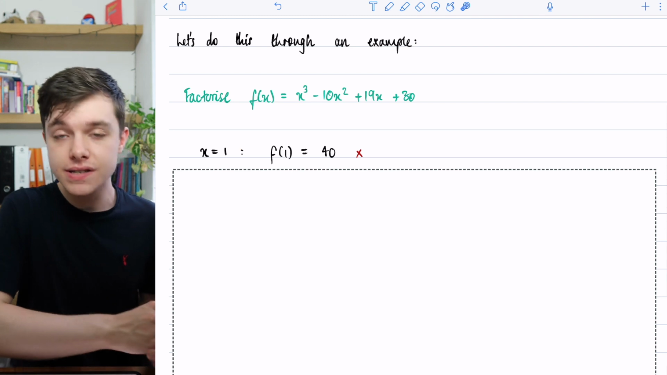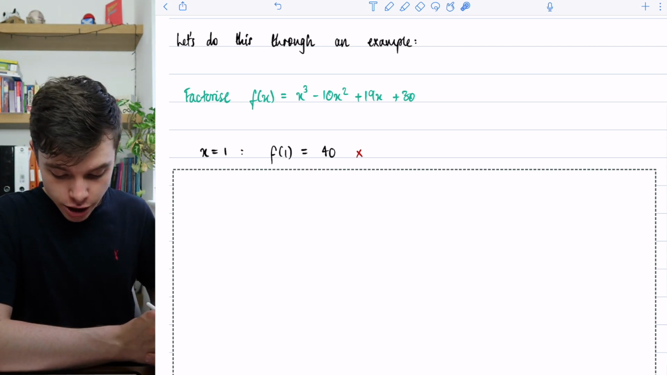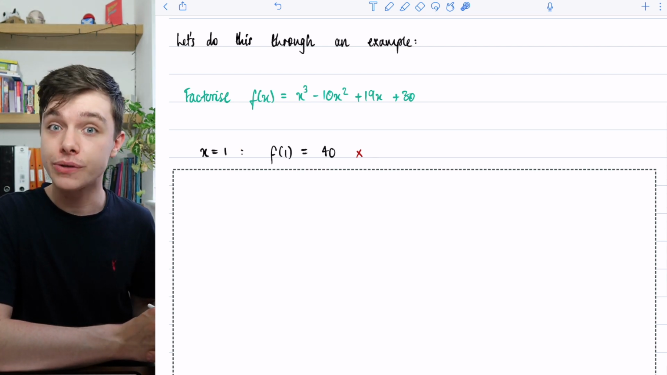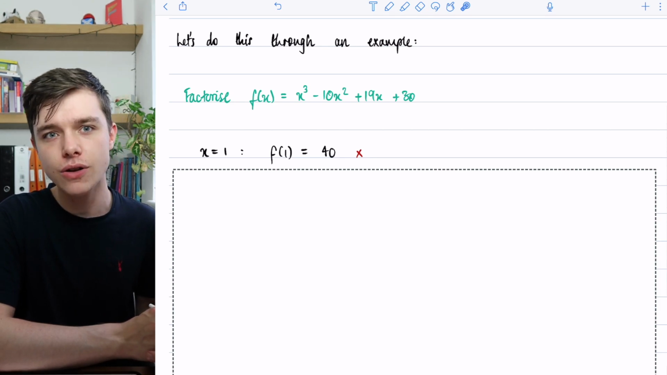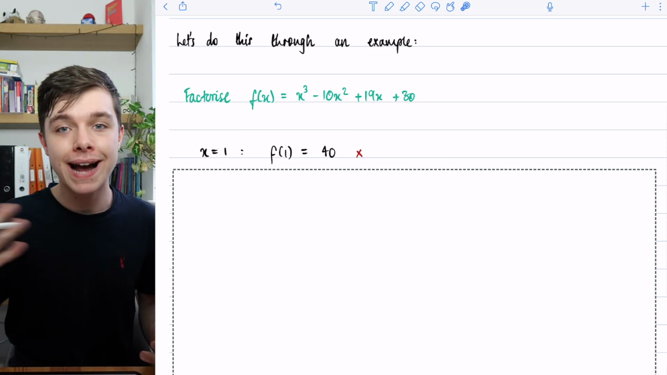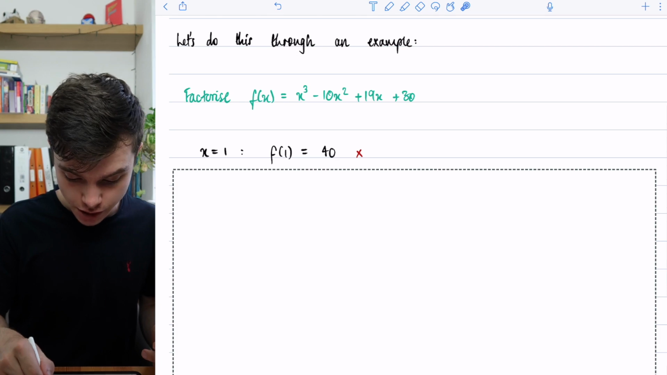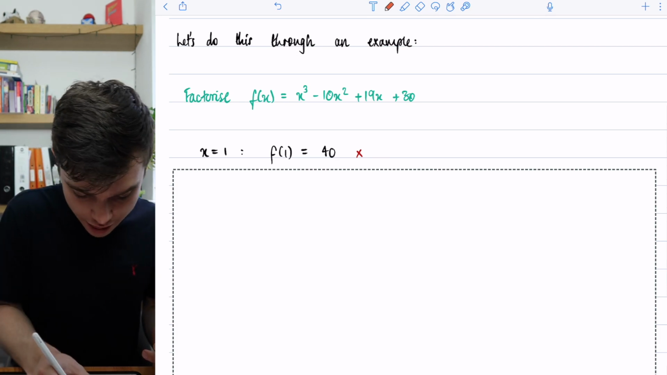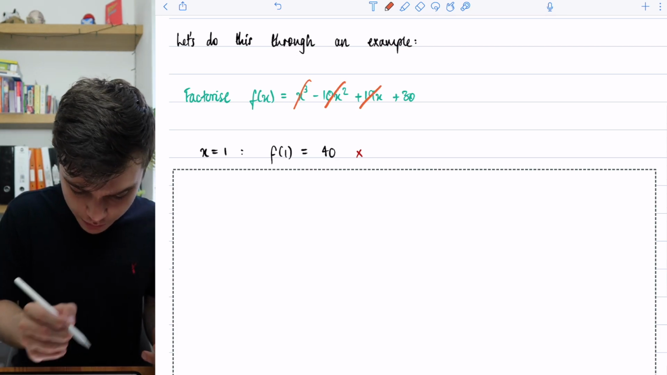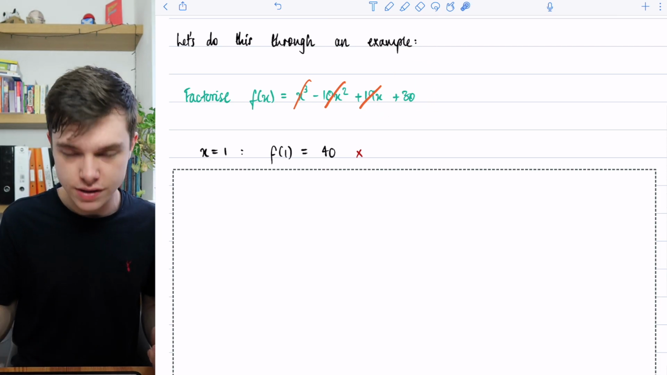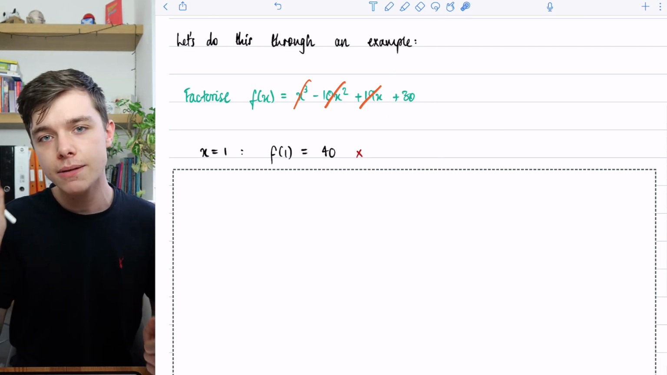Now it's always useful to start at x equals 1. You could try and start at x equals 0, but hopefully you can see that when x is 0, all of my x terms are 0. So if x was 0, that would disappear, that would disappear, and that would disappear, and we'd just be left with 30. So f of 0 is 30, not 0.